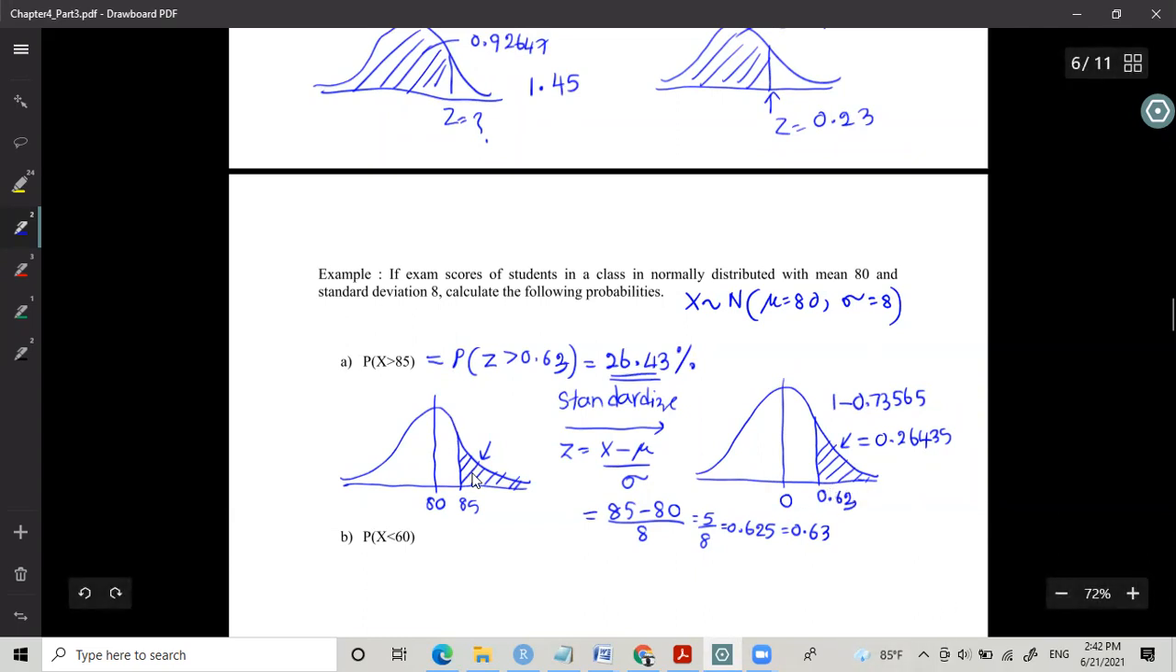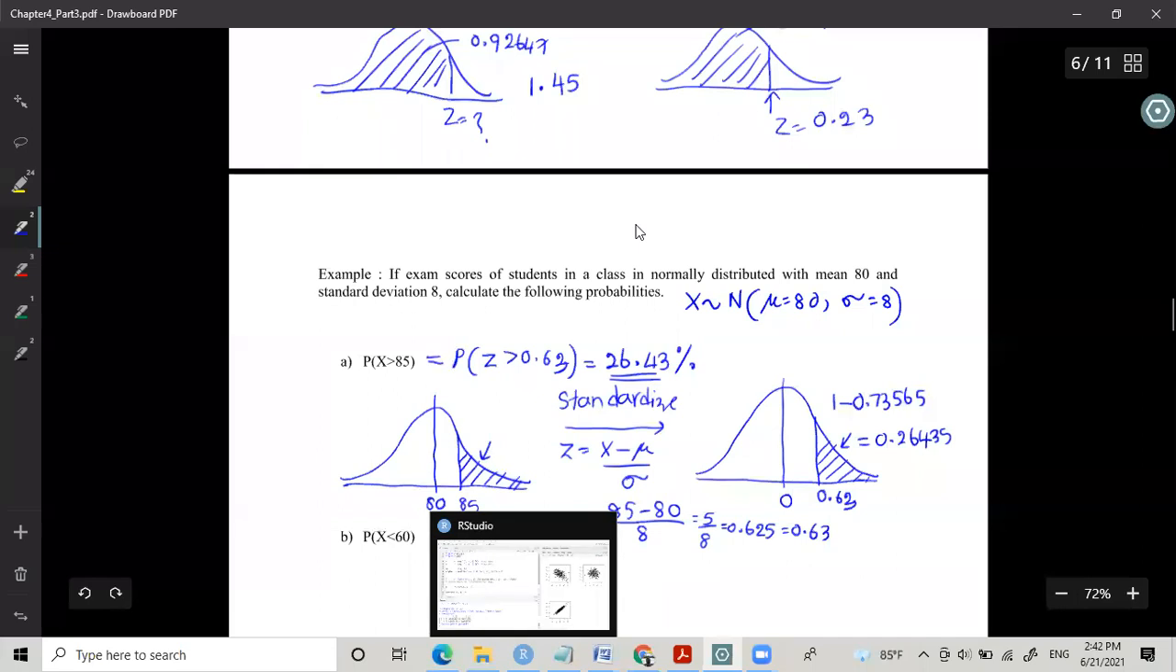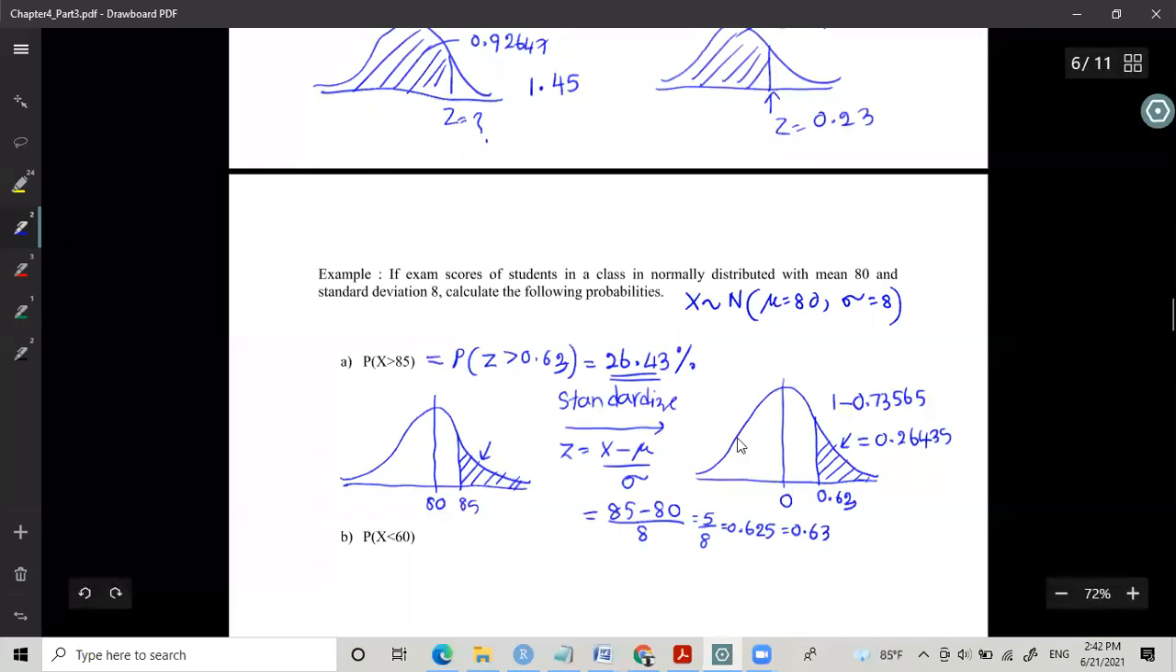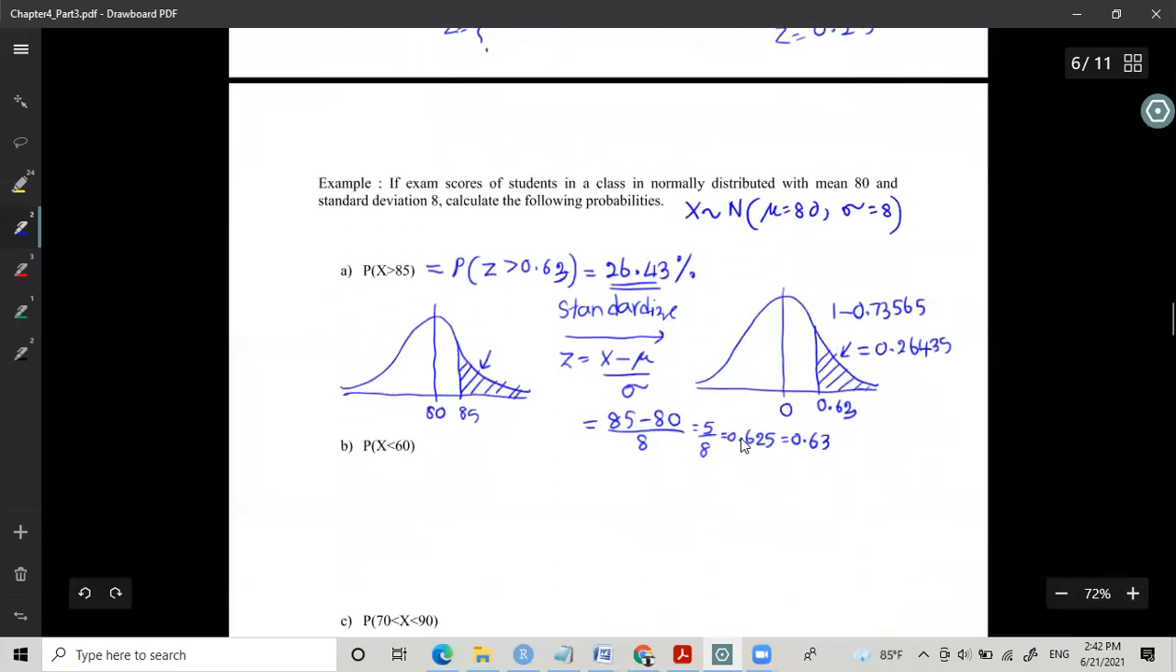So the normal distribution, when you transform it to the standard normal distribution and find the area under the curve, they are the same. The area is the same. When you read the Z table and find the probability, it is the same as the normal distribution probability you want. Shall we try the next one?